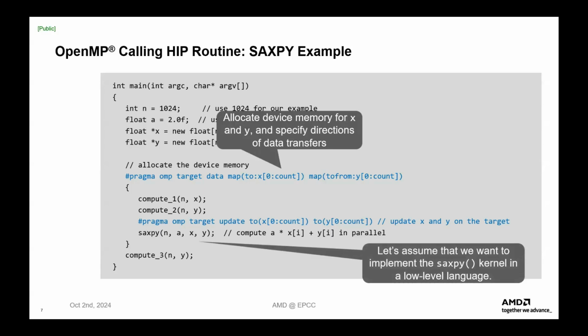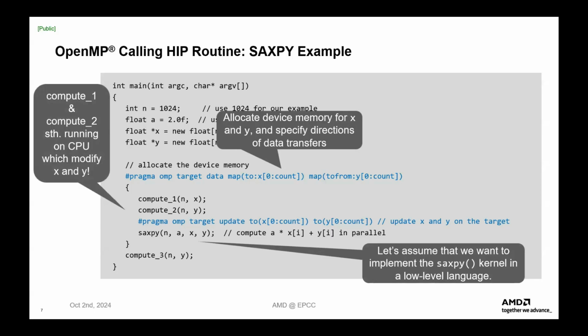And then we now want to assume that we want to implement the SAXPY kernel later on in a lower level language. And the compute 1 and 2, which are used before this call of SAXPY, are some functions which are running on the CPU. And you have to be careful. Compute 1 and compute 2 modify X and Y. So we have to be careful that we use OMP target update to for X and Y such that the SAXPY function gets the right data.